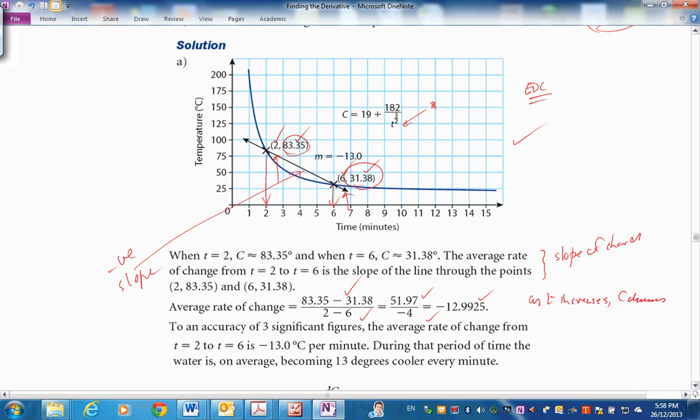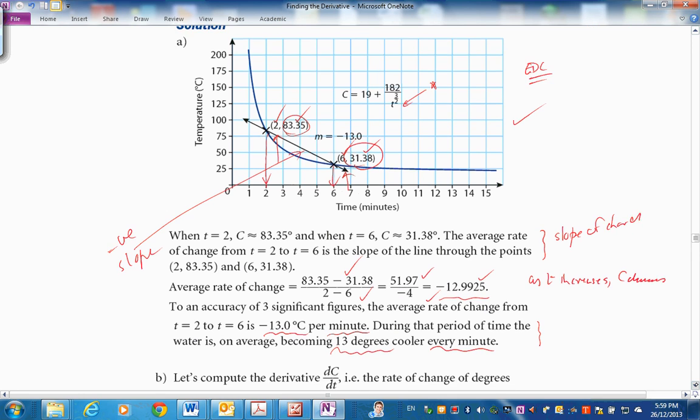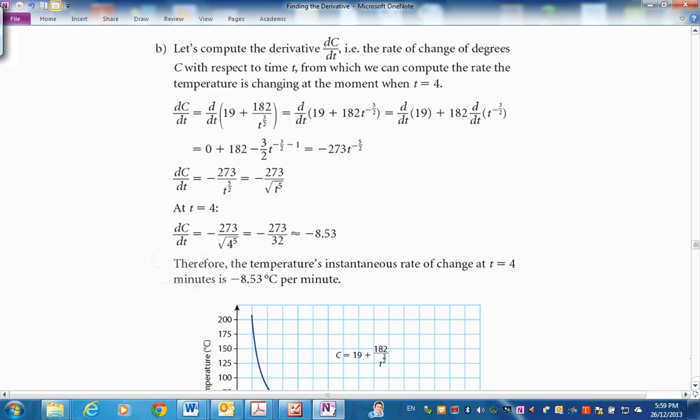So we would say, let's go 3 significant figures, it'd be negative 13.0 degrees Celsius per minute. A rate of change, how one variable changes with respect to the other. And then interpreting it, every minute that goes by we expect a drop of about 13 degrees as an average between those 2 points. But that's not what we're interested in, were we? We're interested in calculus. So let's have a look at doing calculus on this.